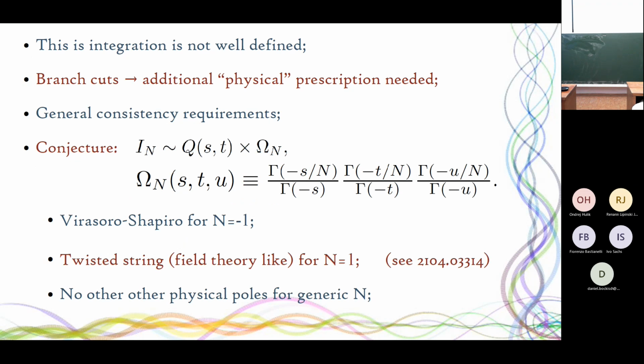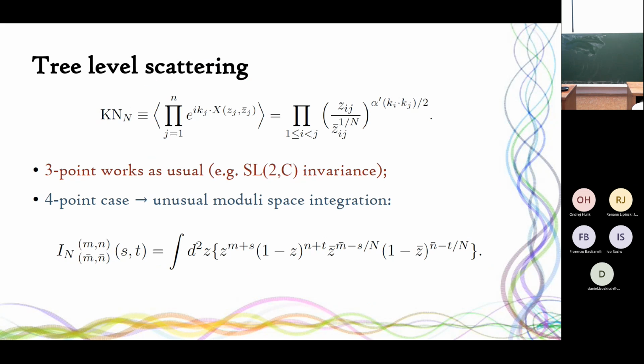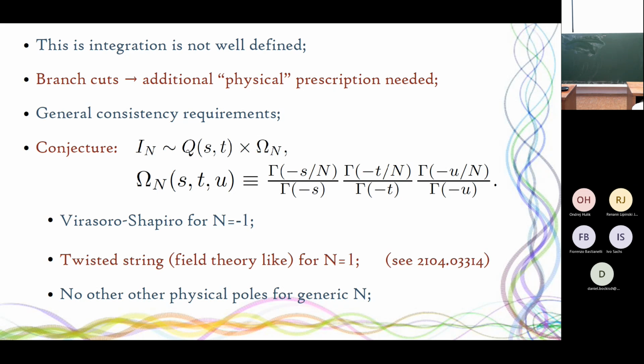And there is in fact a very nice solution for this. So look at this integration. I propose this form. There will be some rational function here of the momentum times this overall factor, omega n. I call it the dressing factor. And you see, when n equals minus 1, it goes exactly back to the Gudasov-Shapiro amplitude.